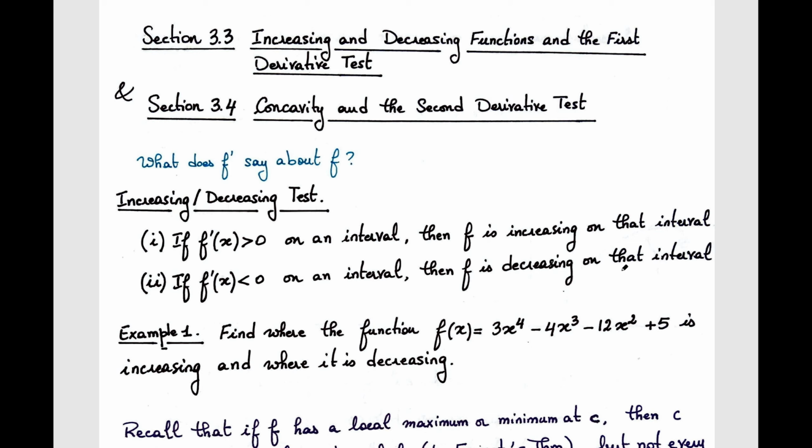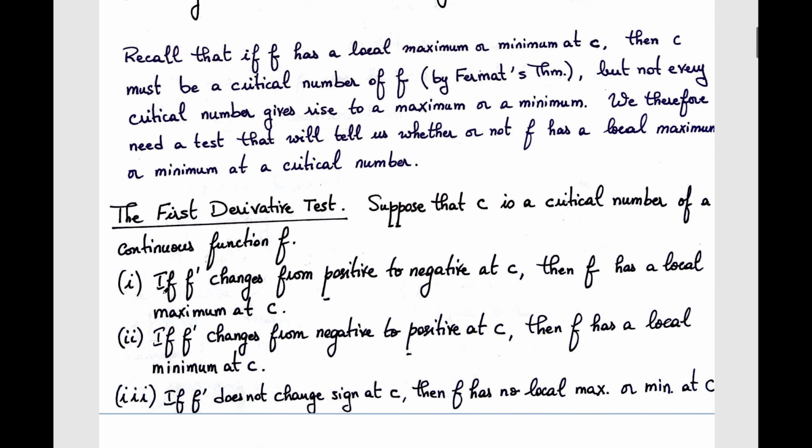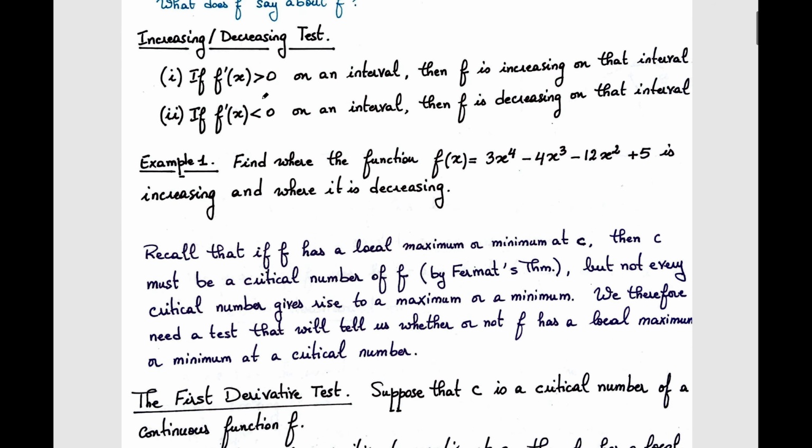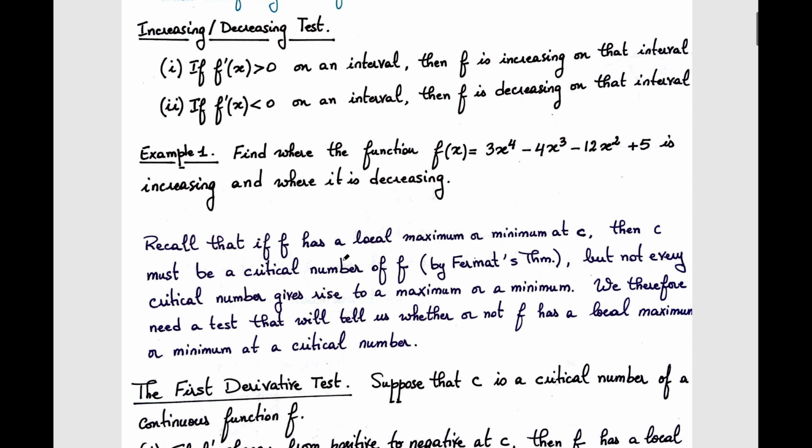Okay? Let's try to prove this theorem. Let's prove one of the two. Let's go with 1. 2 is very similar, okay? So proof of the increasing-decreasing test. And let's do just part 1 as we said, right? So what do we assume? We want to assume that f prime is positive on some interval, and we want to show it's increasing on that interval, right?